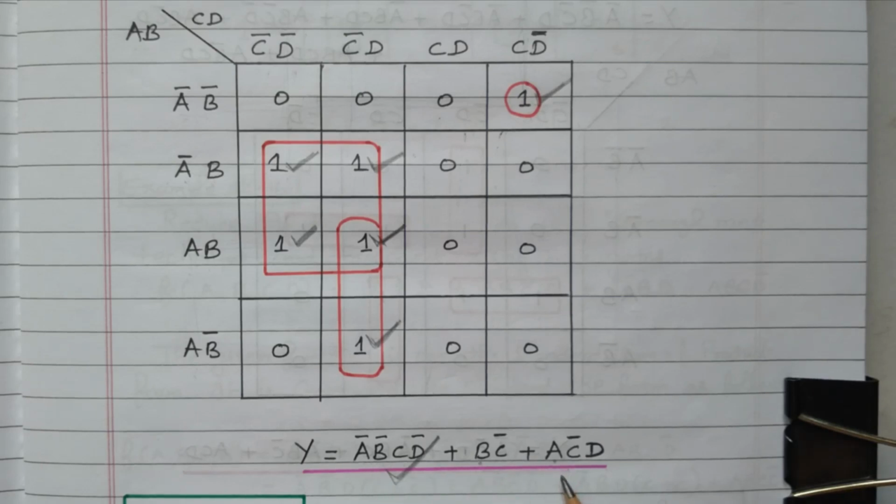Right. So in this video we discussed how to reduce the given Boolean expression using K-map, SOP form.